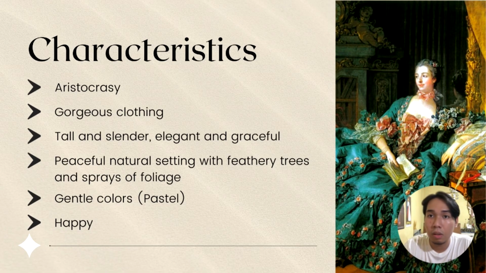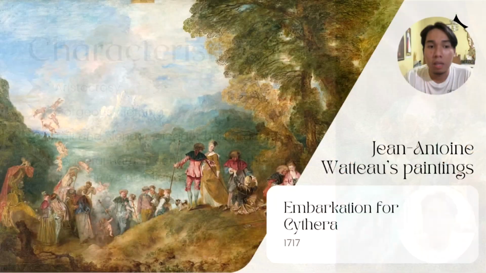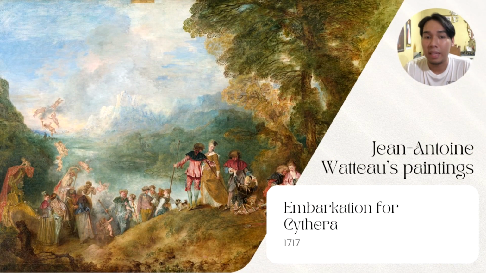Next, gentle colors or pastel. The colors present in the painting are gentle, and sometimes pink roses appear in a natural profusion. Lastly is happy. Rococo paintings are usually happy paintings, as if the people in them had not had a care in the world. Examples are Jean-Antoine Watteau's paintings.